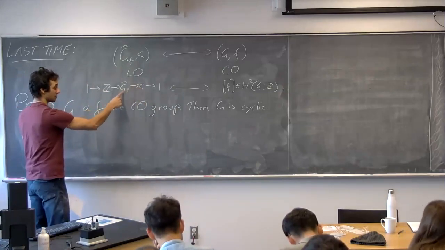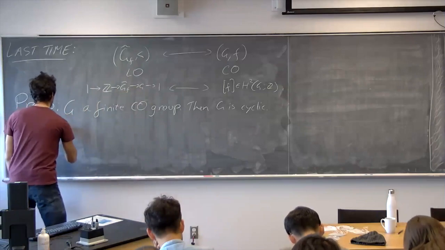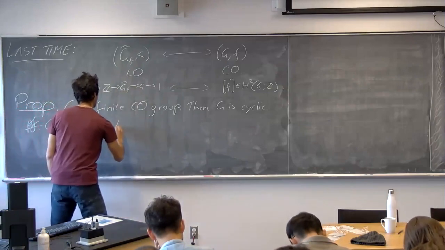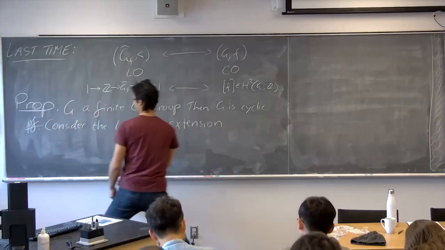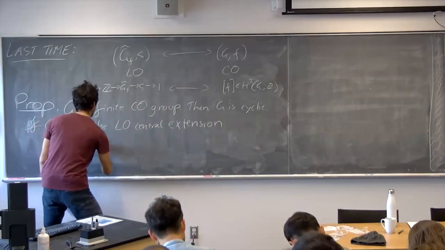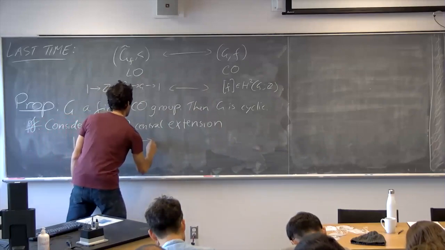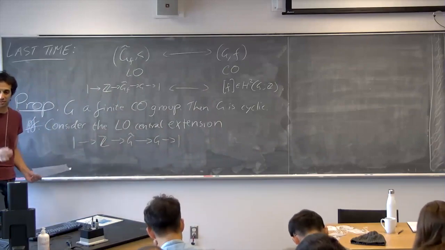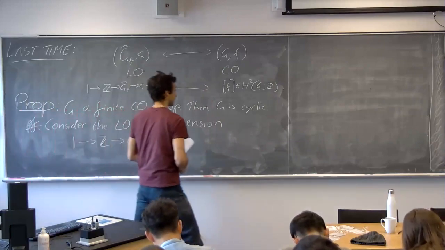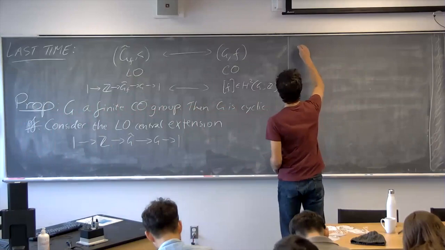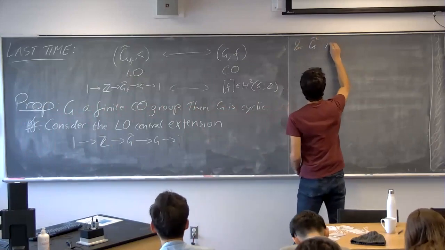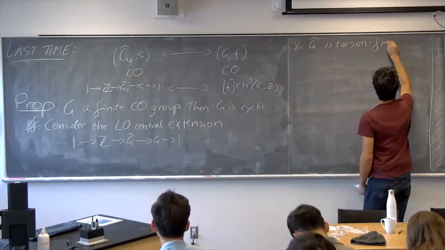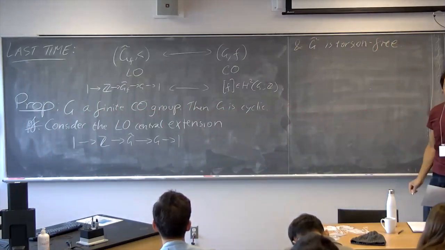So consider the LO central extension 1 to Z to G tilde to G to 1, corresponding to some circular ordering. I don't really care what the circular ordering is. And G tilde is torsion free because it's left orderable. Right, LO implies torsion free.